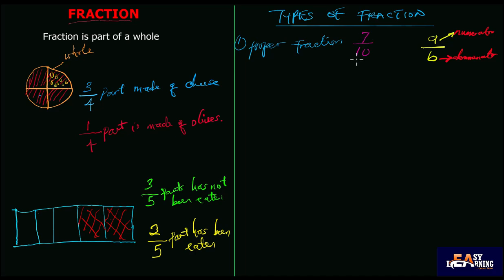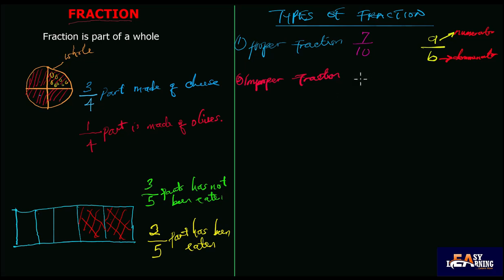The next type of fraction is what we call, can you remember? All right, I know you can. The next one is improper fraction. You will agree with me that an improper fraction is the opposite of a proper fraction. The improper fraction is a fraction whereby the numerator is bigger than the denominator.